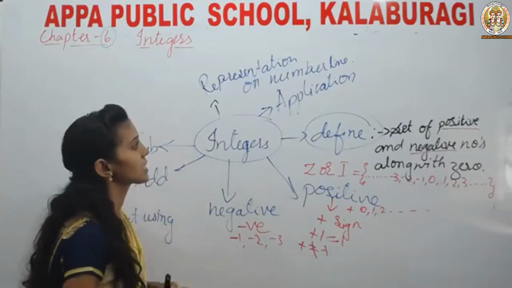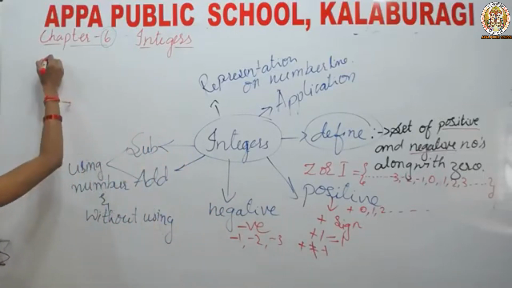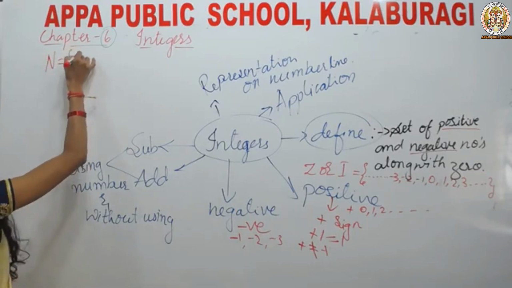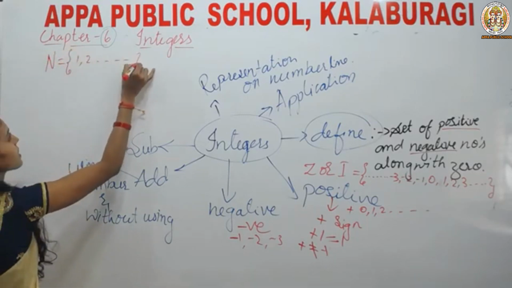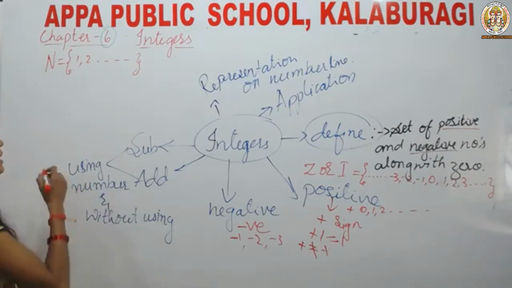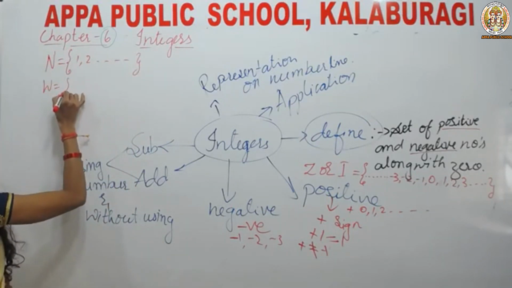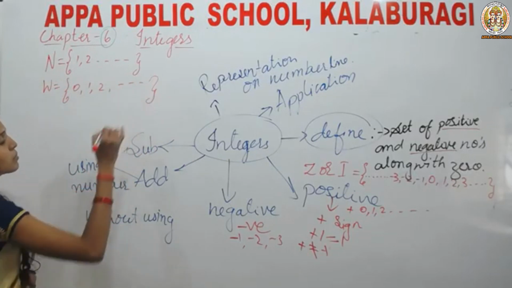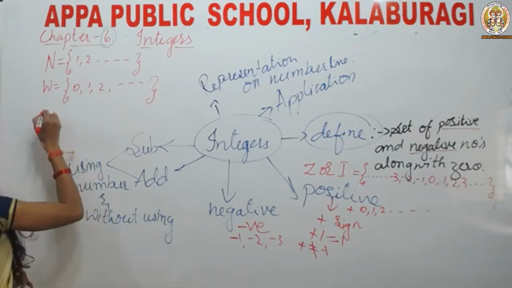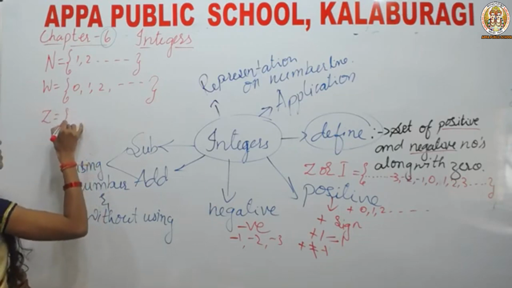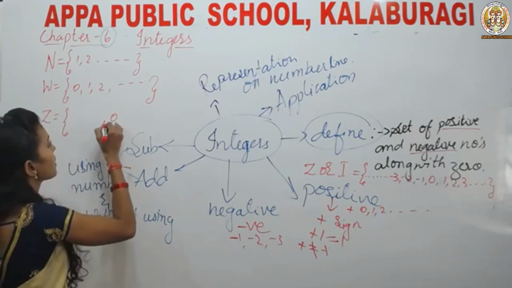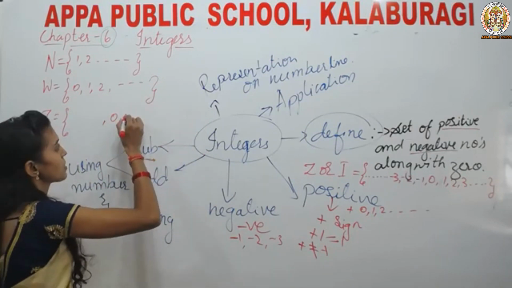See, when integers come in, first natural numbers were there. All numbers start from 1, right? Then whole numbers start from 0, and all natural numbers are whole numbers. When it comes to integers, 0 will be in the middle. Its right side is positive.